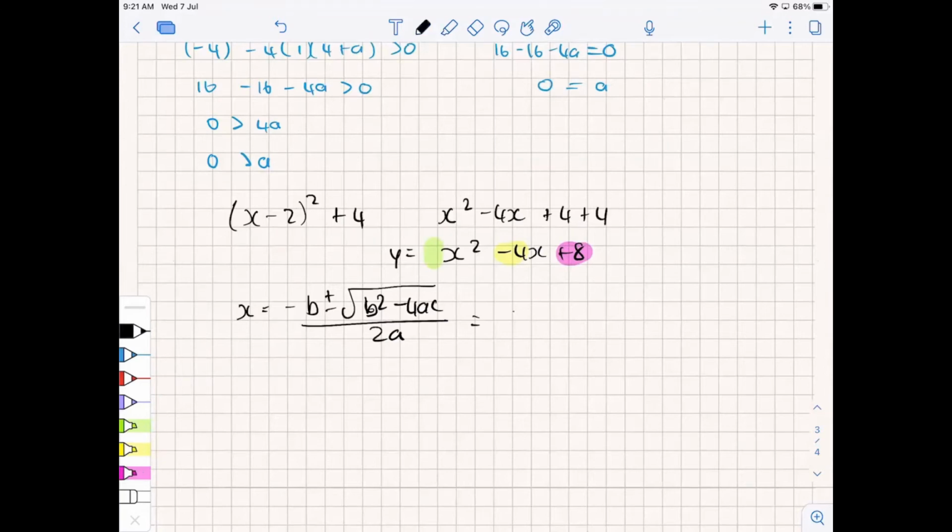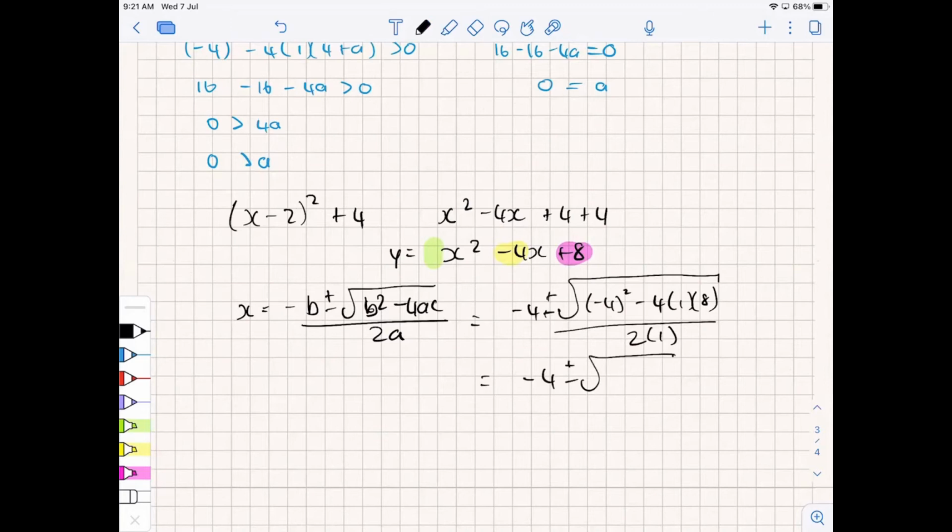So we're going to get minus 4 on the outside, which is unaffected by anything. And inside here, we now have the discriminant. This is that magical discriminant part. So we have minus 4 squared minus 4 times 1 times 8, so 16 minus 32, it will just not work. Over 2 times 1. So it's going to be minus 4 plus or minus the square root of 16 minus 32. So 16 minus 32 is negative something.